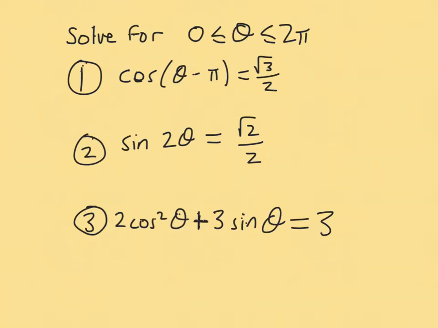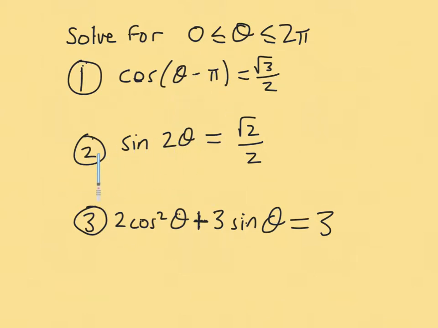Hello, welcome to this session on trig equations in radians. We're going to look at solving three equations as examples. Number one here, cos of theta minus pi equals root 3 over 2. So that's going to involve a translation.